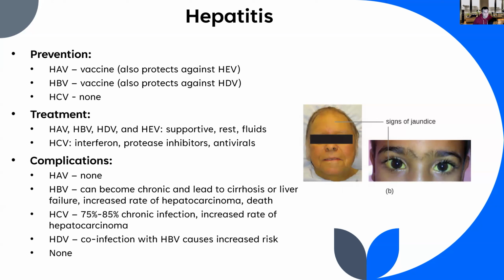For complications, again, it's virus dependent. So for Hep A, there's none. You're just doing symptomatic treatment, keep the patient going, and their body will rid itself of the Hep A on its own. Hep B can become chronic, and this can lead to cirrhosis or liver failure. There's also believed to be an increased rate of hepatocarcinoma following infection.